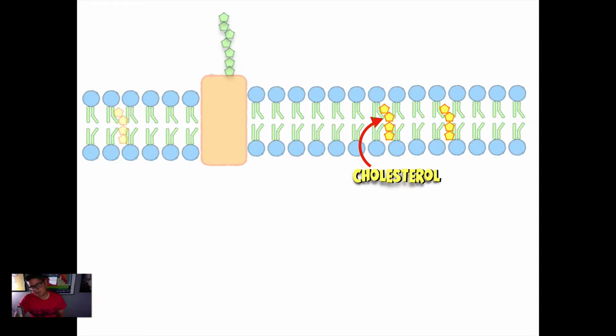So, a few things about cholesterol. Cholesterol helps to keep the phospholipid bilayer stable. It helps reduce the effects of the different temperatures that we expose ourselves to. It helps to keep it more fluid, and it helps to keep it more rigid at the same time, depending on the temperature. Lastly, we're looking at the glycoprotein.